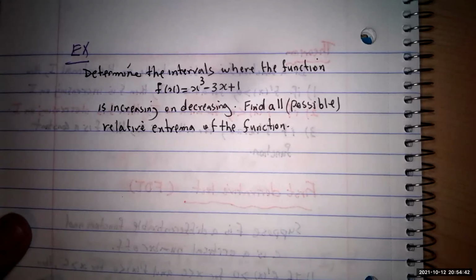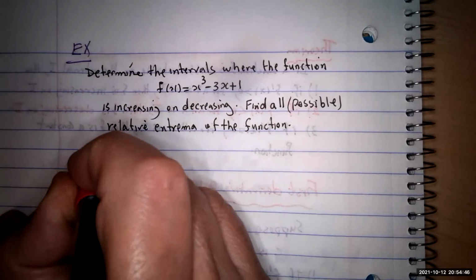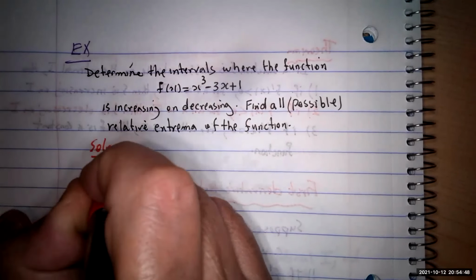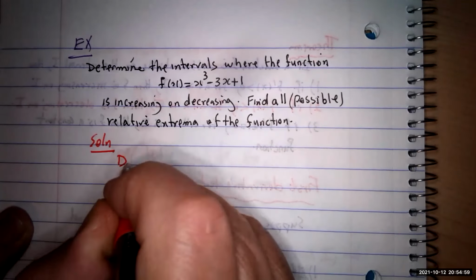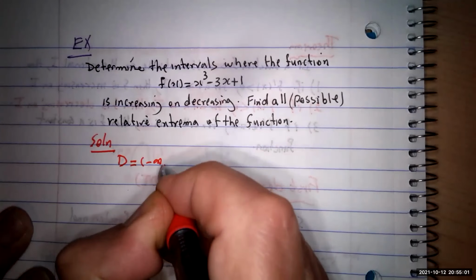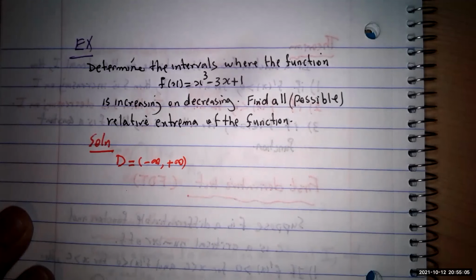First thing to do, check the domain all the time. What's the domain of this function? All real numbers, because it's a polynomial. Okay, identify the domain. Remember on those closed intervals that we talked about, that was something different, because the domain was already given to us. But over here the domain is all real numbers.